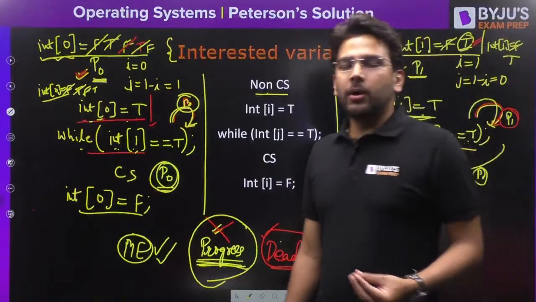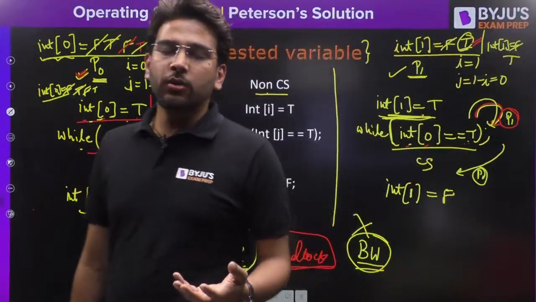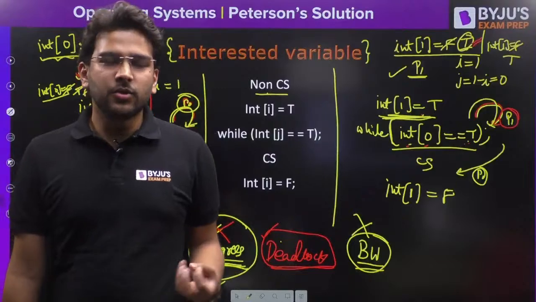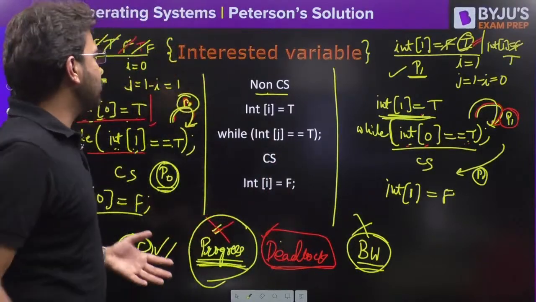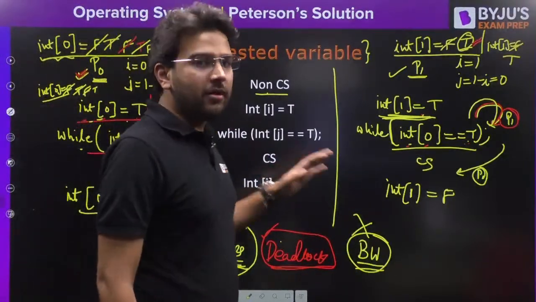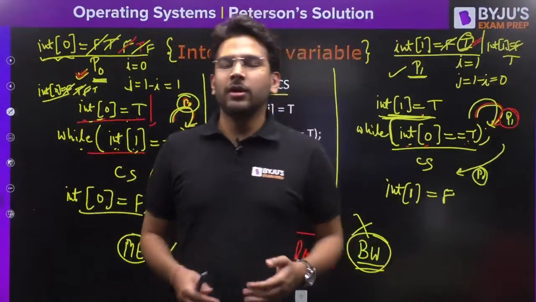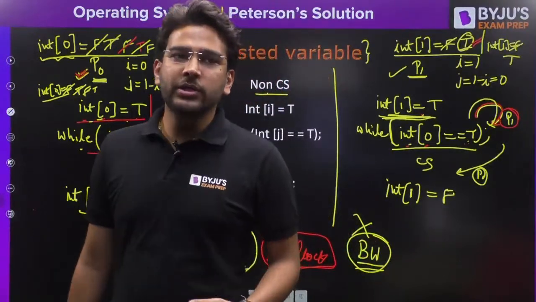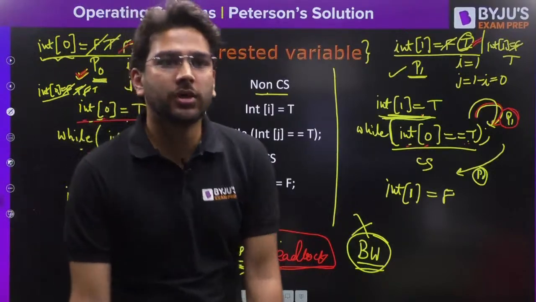Now we are going to talk about Peterson solution. So Peterson was a scientist who came up with an interesting solution. Basically it merged turn and interested variable solutions both, and then we will see how it is going to satisfy all the conditions. Yes, Utkarsh.